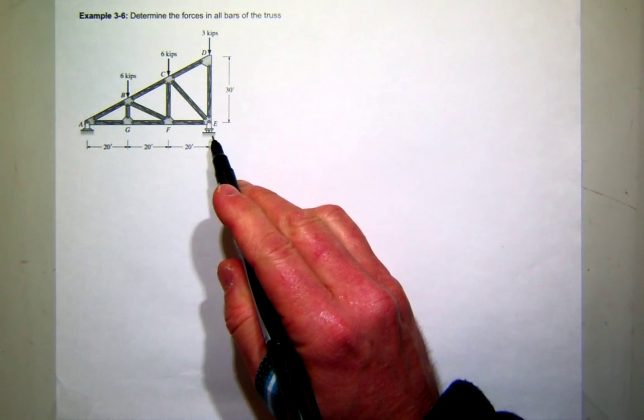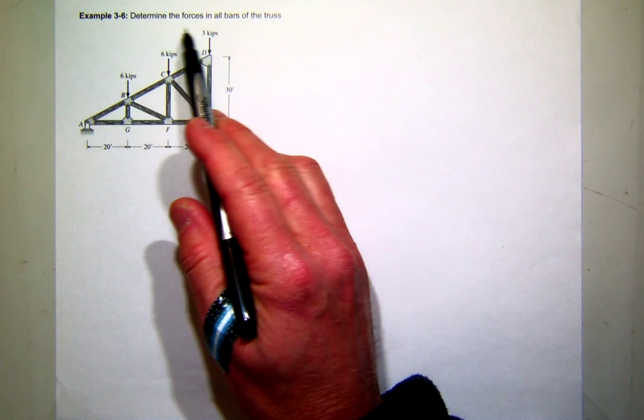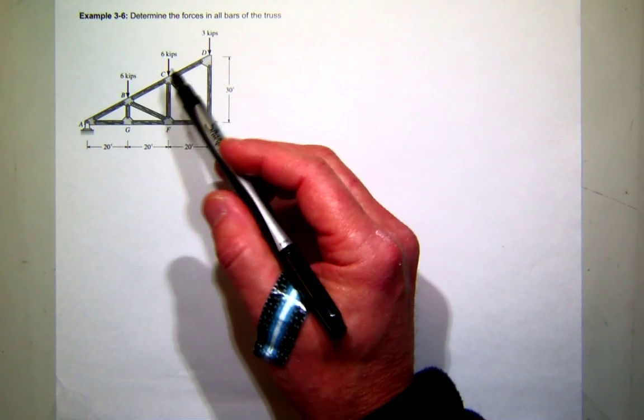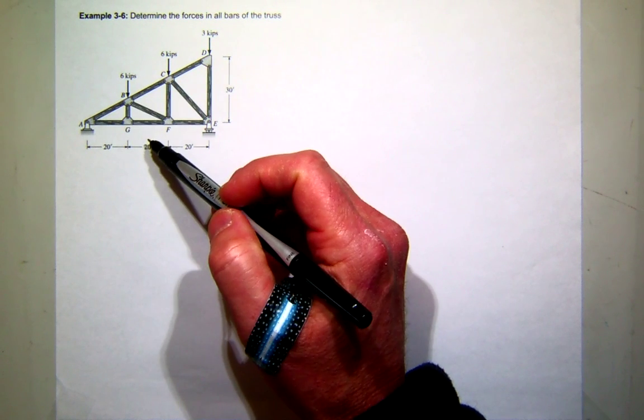All right, so let's look at this problem. It's a truss, as you can see. It's got a pin and a roller for supports, and this particular problem wants to find all the forces. So we're going to probably use a combination of method of joints and method of sections.